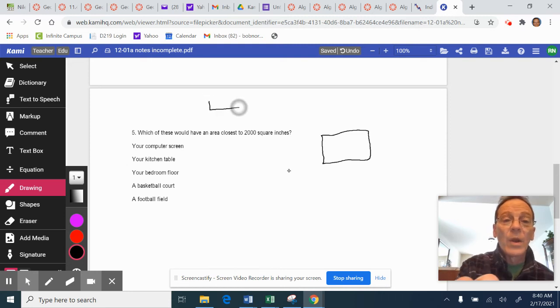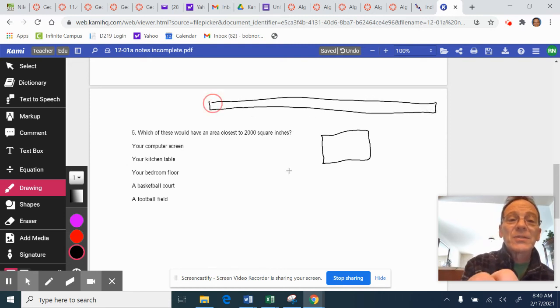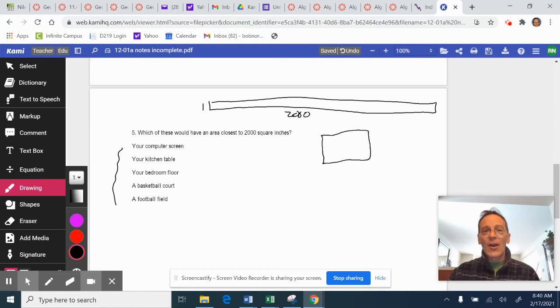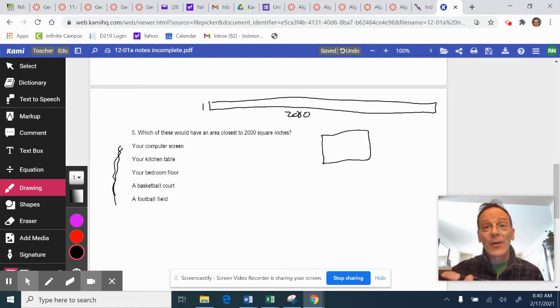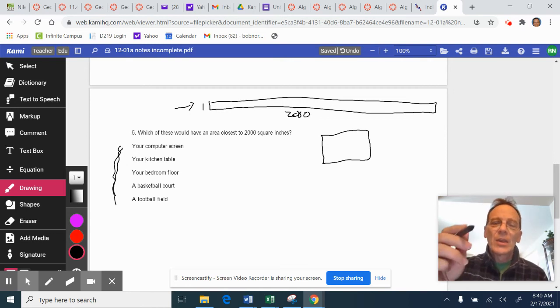I could think of dimensions that would make a 2,000 square inch rectangle. That would be easy. 1 inch by 2,000 inches. The problem is none of these rectangular shapes are anything like 1 inch by 2,000 inches. That's an extremely narrow and long rectangle. Most of these rectangles are much closer to square than they are to this. Well, how about 2 inches by 1,000 inches? Still way, way too long. So how do you get dimensions that are close to square?